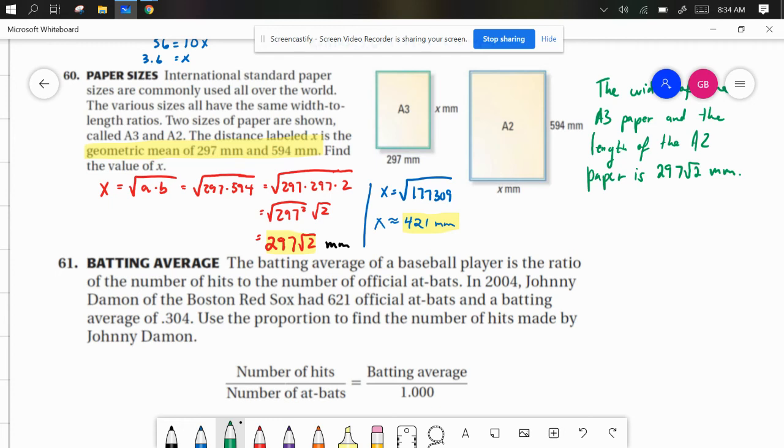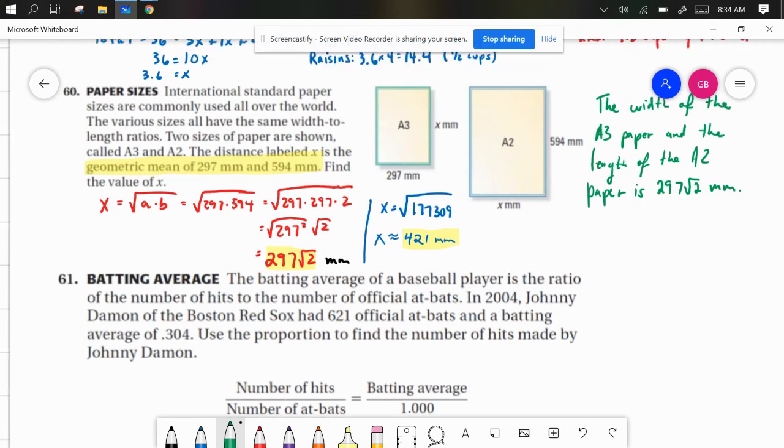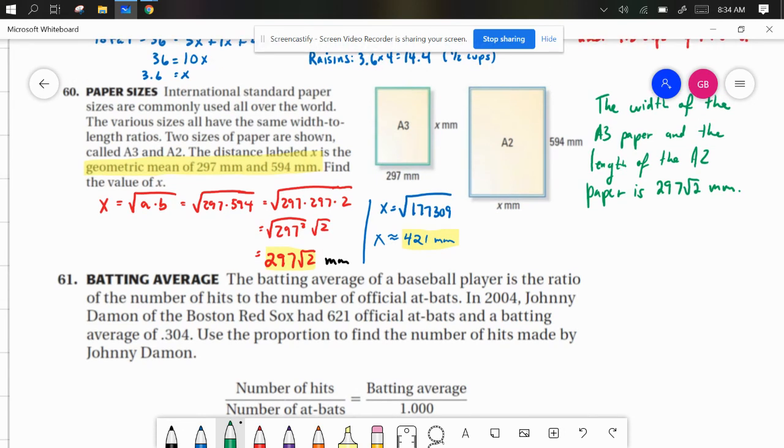And 61. The batting average of a baseball player is the ratio of the number of hits to the number of official at bats. In 2004, Johnny Damon of the Boston Red Sox had 621 official at bats and a batting average of .304. Use the proportion to find the number of hits made by Johnny Damon.